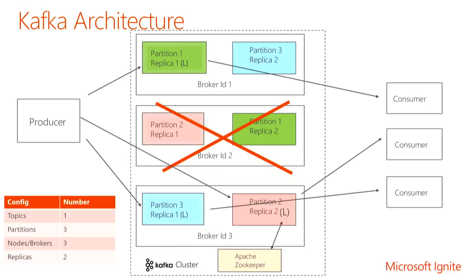It does not create a new replica. So the question was, does it create a new replica as well? Kafka will not create a new replica. It will wait until the node comes back up, and it will go from there.